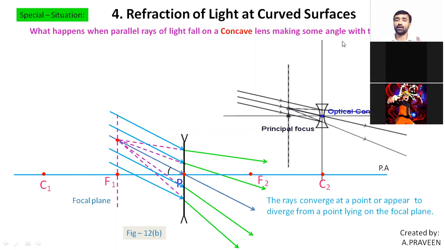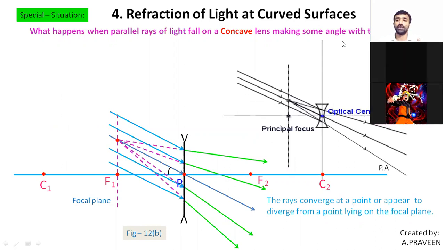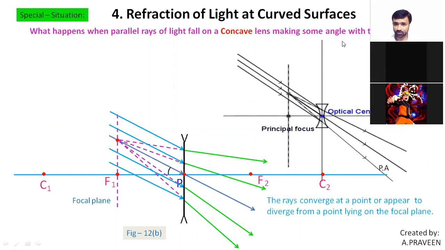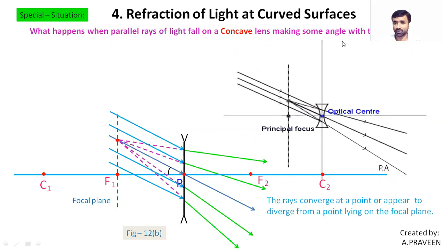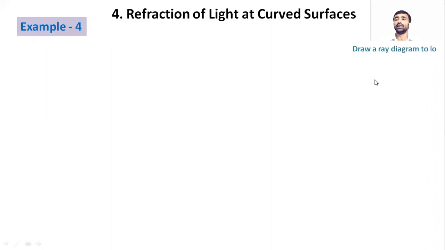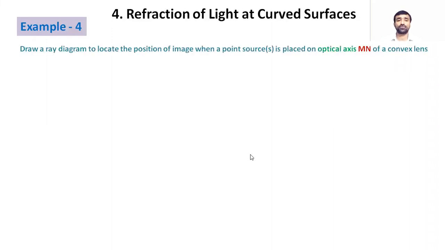If you are clear, I'll go to example 4. Any confusion in this special situation? Nothing, right? So we'll go to the other one, that is example 4 here. So what is actually example 4? Here, you simply need to draw the ray diagram. For what situation? An object is placed on the optical axis MN, right? What height is given for that object?